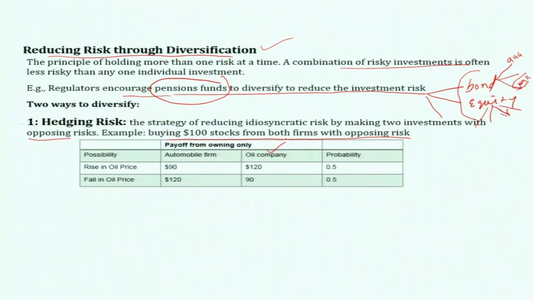Let us take the oil company for example. Assuming that the investment is made in only two firms with opposing risk, the probability of a rise in oil price is 50%, and the probability of a fall in price, we take the value of 50%, 0.5 and 0.5. Suppose there is a rise in oil price, oil producing companies' income will increase, dividends will increase, their share price will increase. So someone investing $100, because of the increase in the price of oil, the price of the stock is going to become 120. What if it is the other way around? Suppose there is a fall in price. What would happen to the stock of this oil company? It will come down to $90, right? So they are going to make a loss of this much.